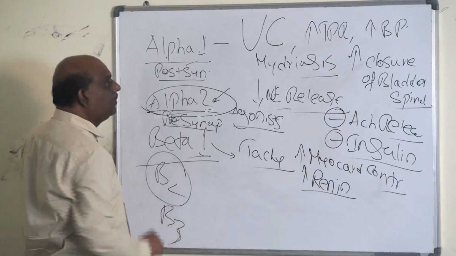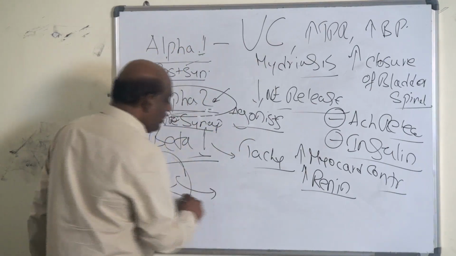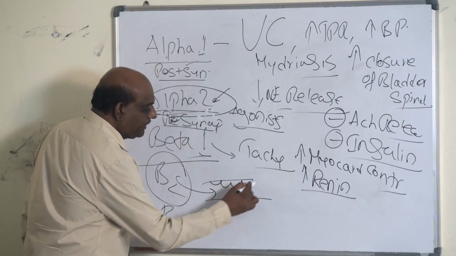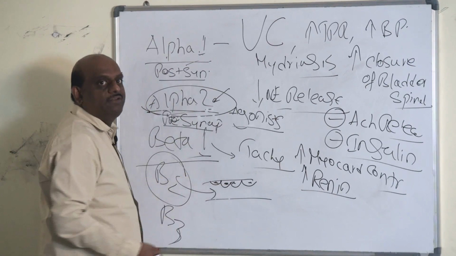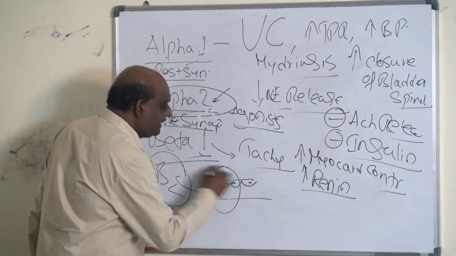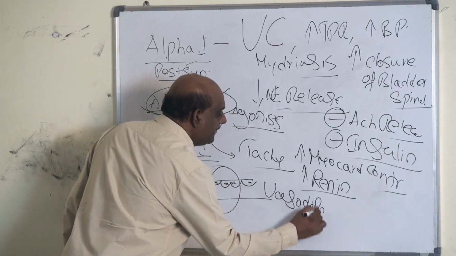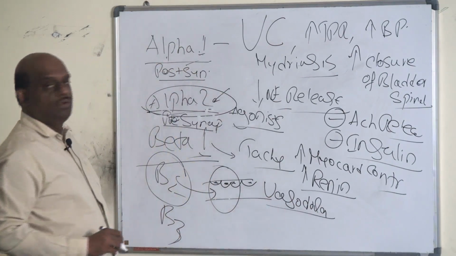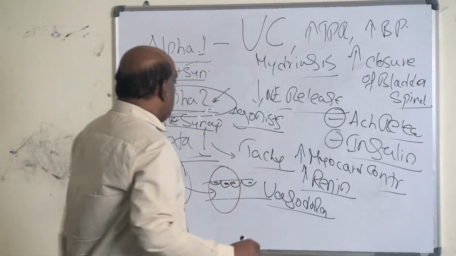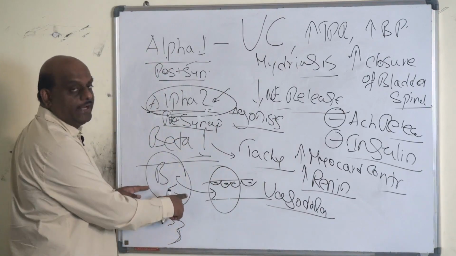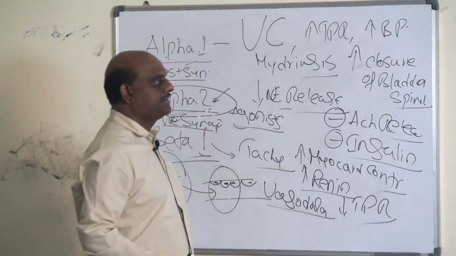Then what about the beta 2? Beta 2 is there on the vascular smooth muscle. It leads to relaxation of the vascular smooth muscle. That is the reason it typically leads to vasodilation. Beta 2 stimulation leads to vasodilatation, is what you have to understand. Because of that, beta 2 stimulation leads to decreased total peripheral resistance.